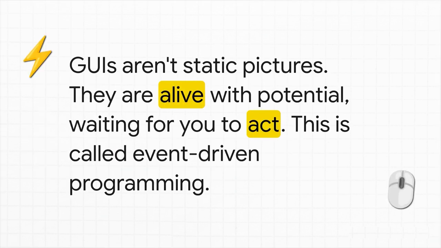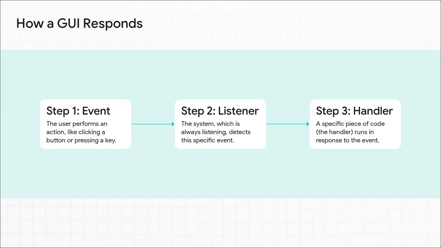But here's the really crucial part that makes a GUI feel, well, alive. It's not just a static painting. An old-school program would just run from start to finish and then stop. A GUI is different. It's always on, always listening, always waiting. And what's it waiting for? It's waiting for you. It's waiting for an event. And this is the simple little dance that makes it all work.